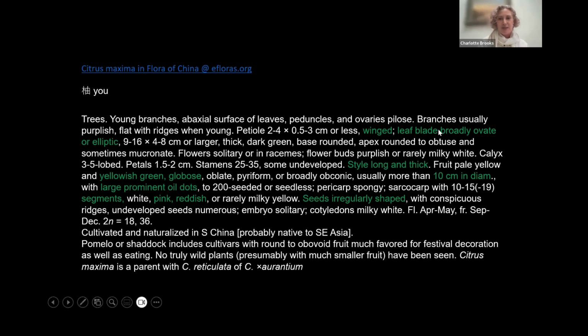So here I've highlighted the words in green: the winged leaves, we've seen those; we've seen that we have thick, long styles; a pale yellow or greenish globulose fruit that is about 10 centimeters in diameter; large prominent oil dots; and reddish pink fruit segments and irregularly shaped seeds. So all of that written information is condensed into our visual reference for the botanical illustration.